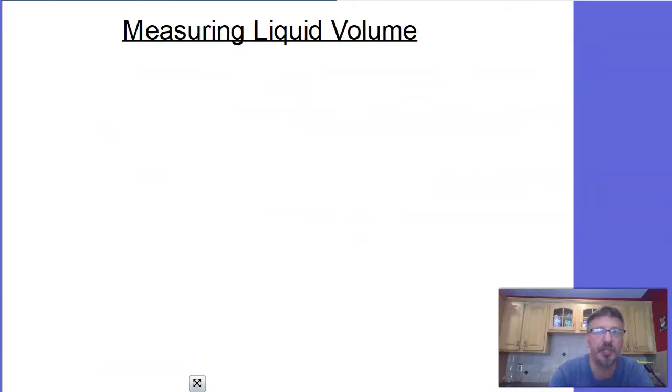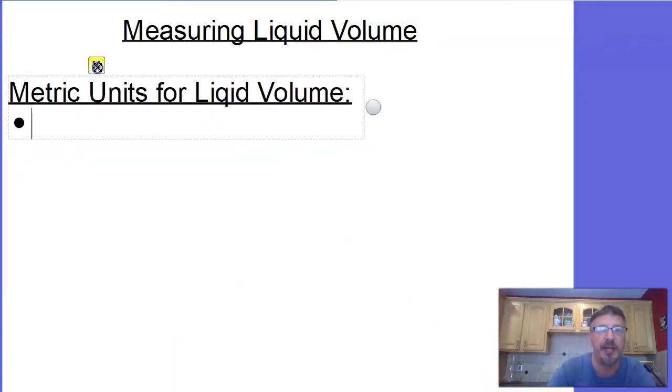All right, so we're going to start with liquid volume. As a reminder, volume is a property of matter. It is a property of matter that can be measured, and we're going to discuss how to measure liquid volume. So skip a line in your science journal and write Measuring Liquid Volume and capitalize all the words. We'll skip another line and write the metric units for liquid volume.